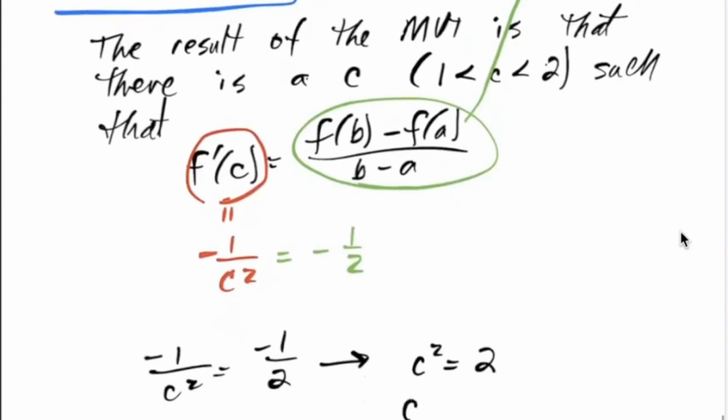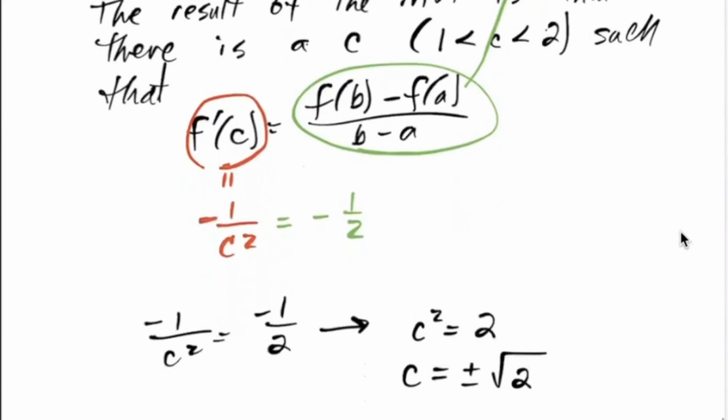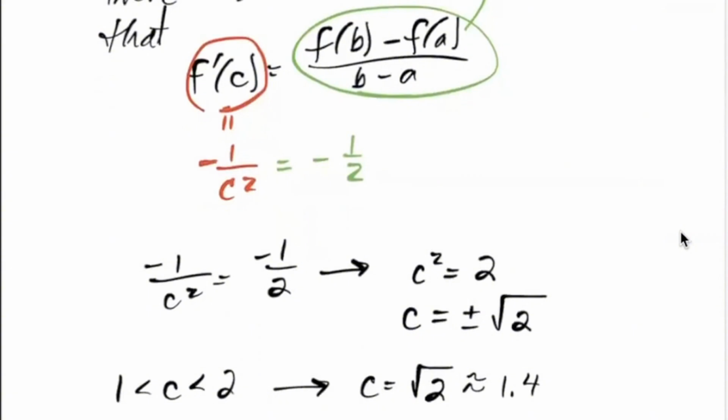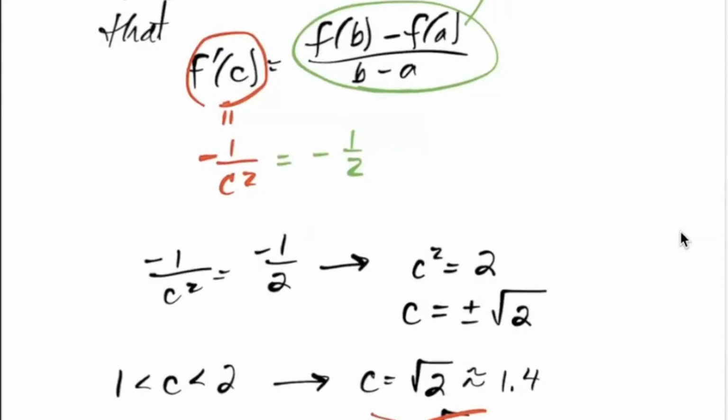And then if I take the square root of both sides, I get c equals plus or minus the square root of 2. Now I'm inside the interval. Remember that c is inside the interval from 1 to 2, so c has to be between 1 and 2. So c is going to be the square root of 2, which is approximately 1.4, which is definitely between 1 and 2. C is not going to equal negative square root of 2, because that's not between 1 and 2. So my answer is c equals the square root of 2 on this problem.